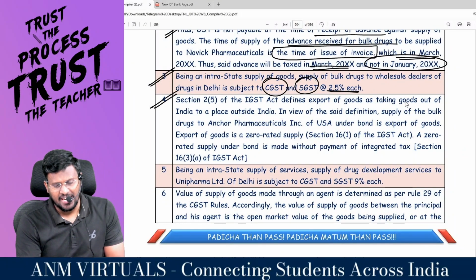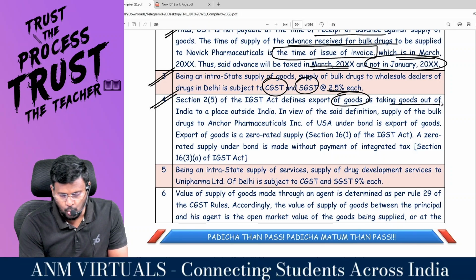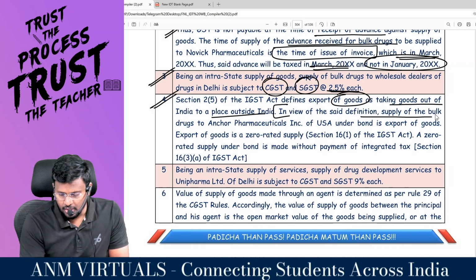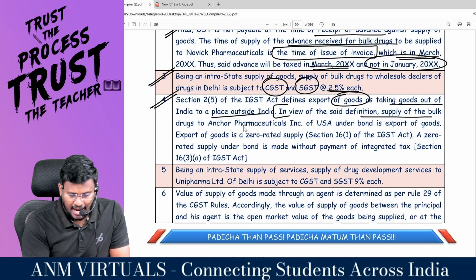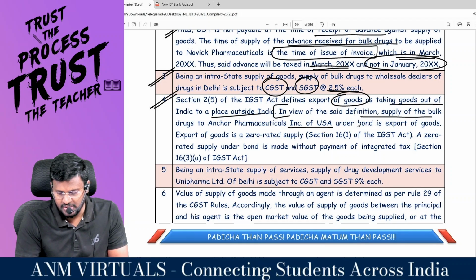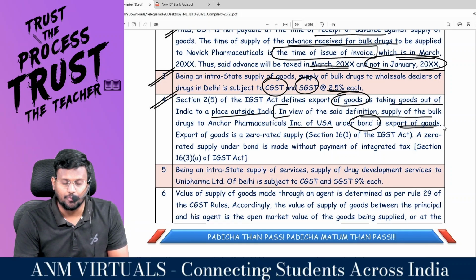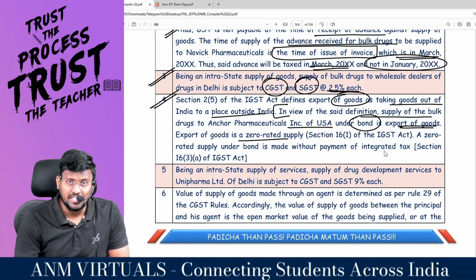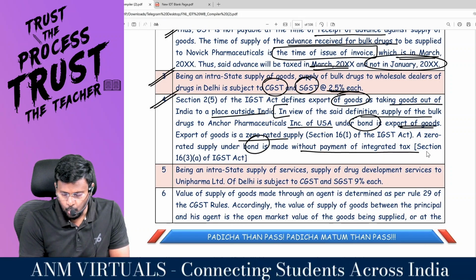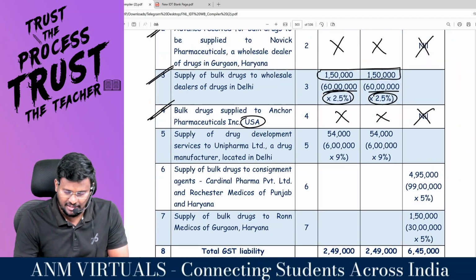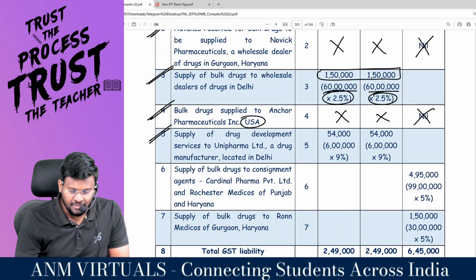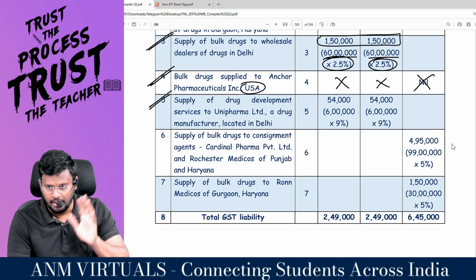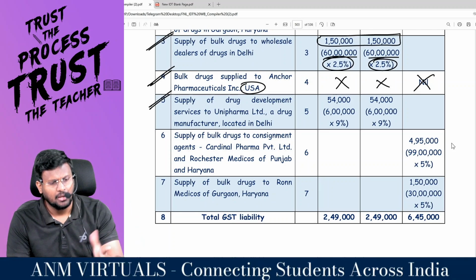Section 2(5) of the IGST Act defines export of goods as taking goods out of India to a place outside India. In view of the said definition, supply of bulk drugs to Anger Pharmaceutical Incorporation of USA under bond is what? Export of goods. Export of goods is a zero rated supply. Zero rated supply under bond is made without payment of what tax? Integrated tax.